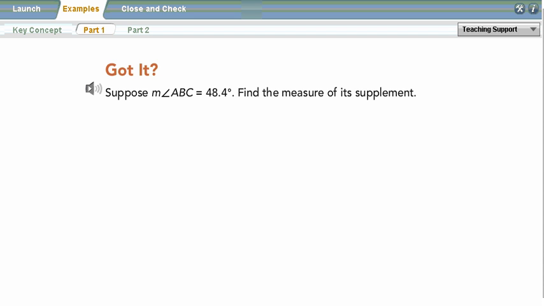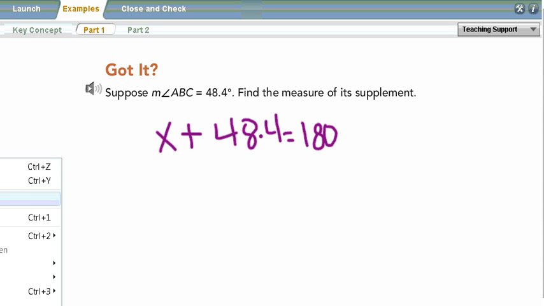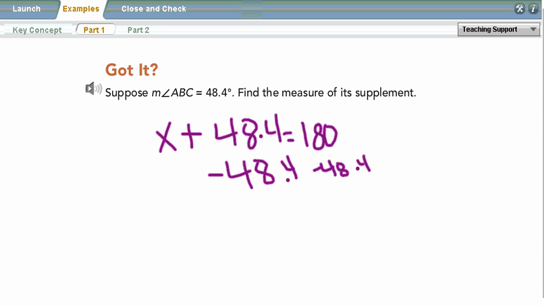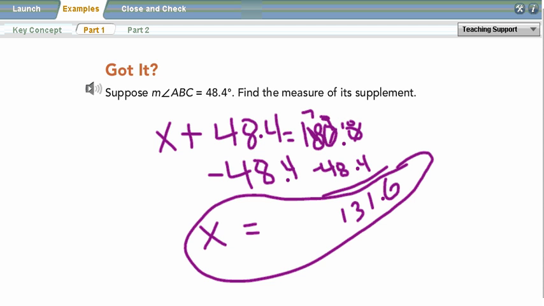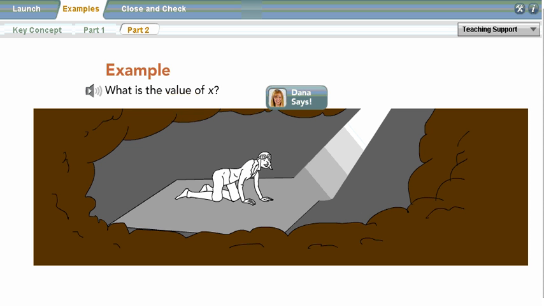Thank you for coming back. Your equation should have been set up like this. Then you subtract 48.4 on both sides. It looks a little messy, but I subtracted 48.4 on both sides. I needed to add a decimal and a zero so I could subtract this 4 tenths. I did my borrowing and carrying and I got 131.6. So x equals 131.6.